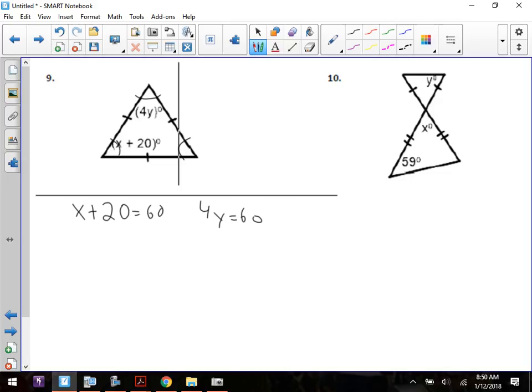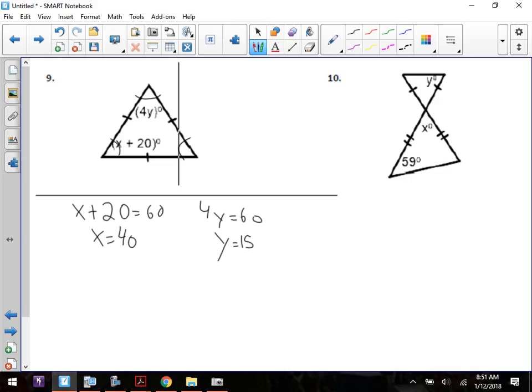Subtract 20, what do you get? Divide by 4, what do you get? In number 10, you have to do a little bit more work. The reason you have to do more work is it's not equilateral. In this case, it's isosceles.